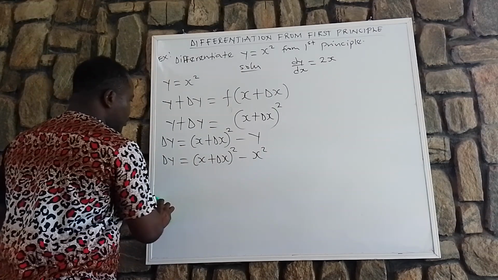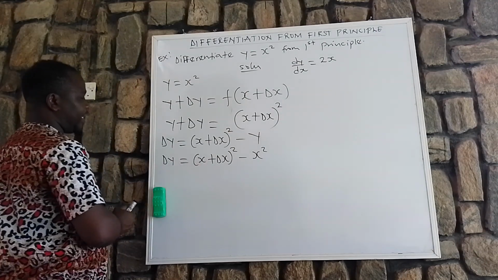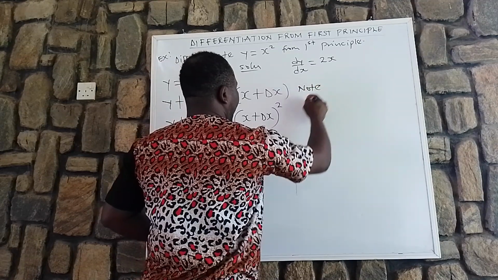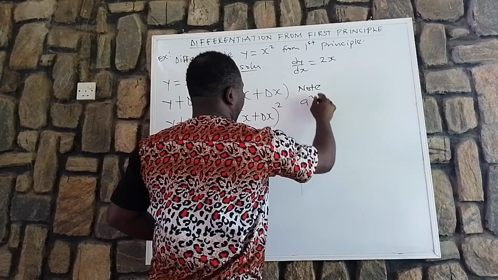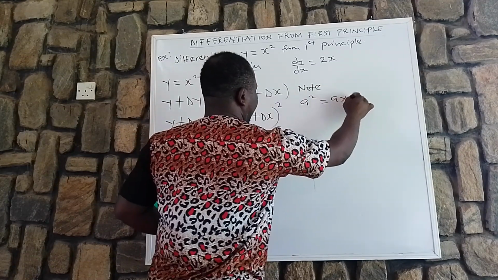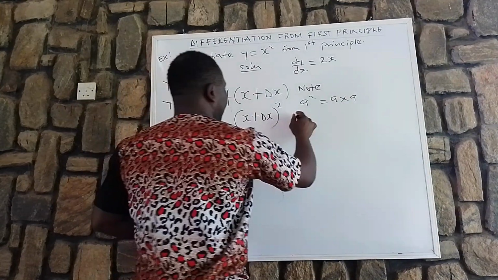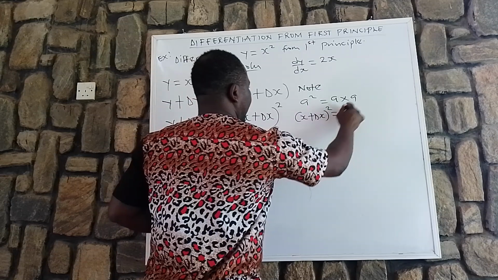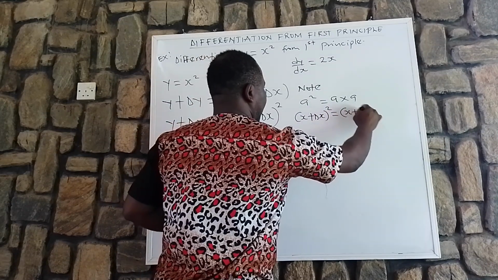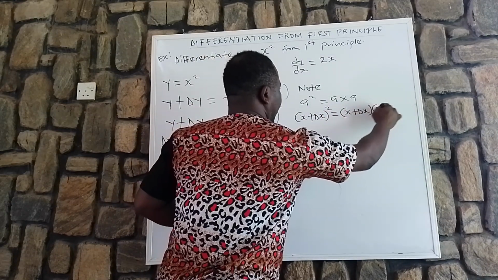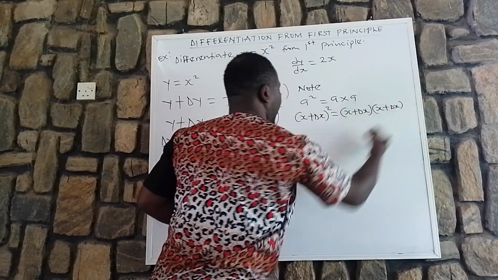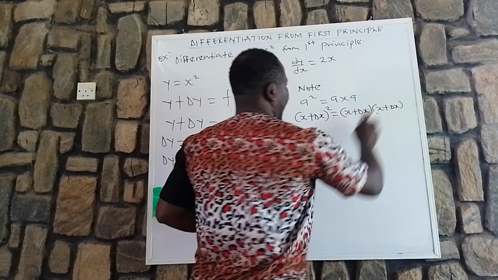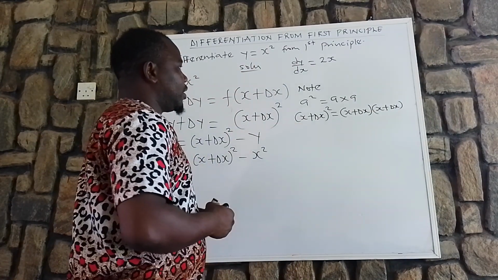Okay, now we want to expand this. Note that if we have a raised to the power 2, this is the same as a times a. So as we have (x plus dx) all squared, this is the same as (x plus dx) times (x plus dx), two of us. But this one will take you time.